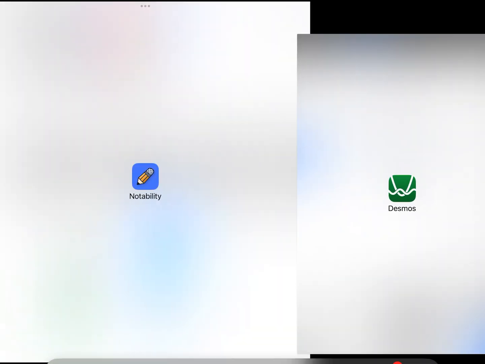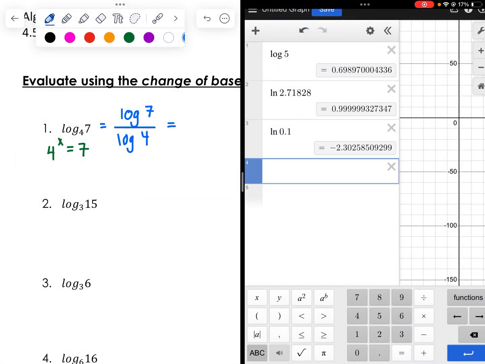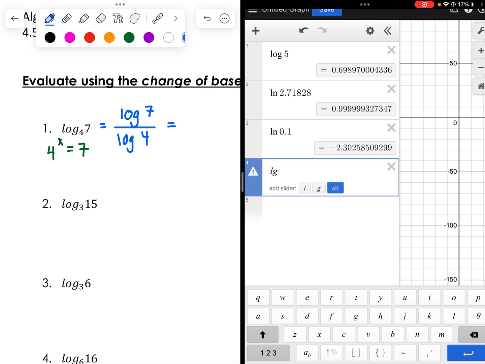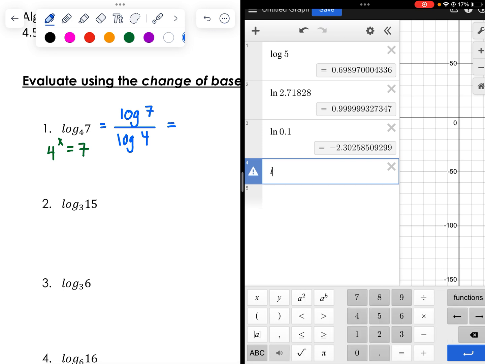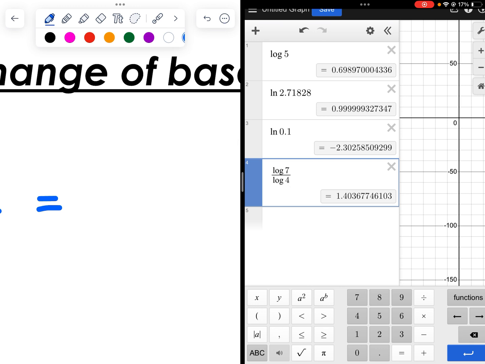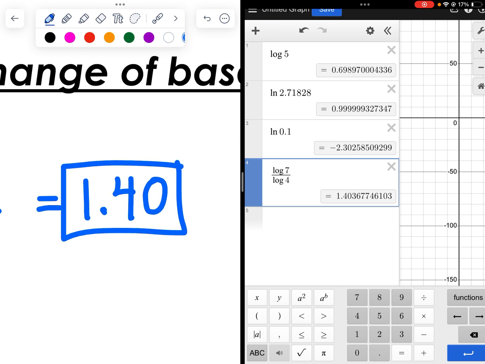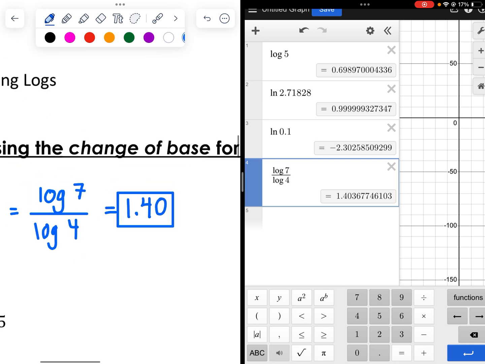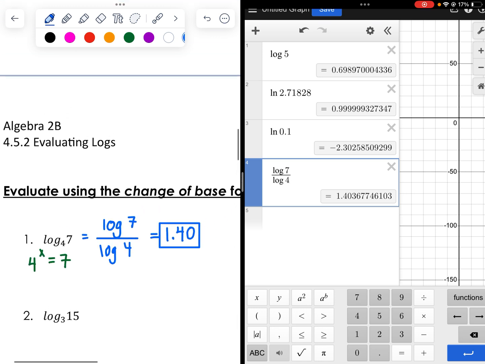So again, you can just type in log 7, and then divide it by log 4. And so the answer for this is 1.40. Again, I'll list 2 decimal places, but I do not round. And there we have it.